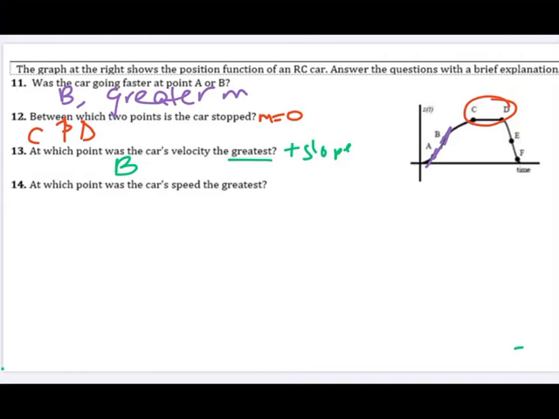And then 14, at which point is the car's speed the greatest? Remember, the speed is the absolute value of velocity, so we're really looking for which point has the steepest slope, and that looks like E. Again, we're drawing generic conclusions since there aren't any numbers on the graph.